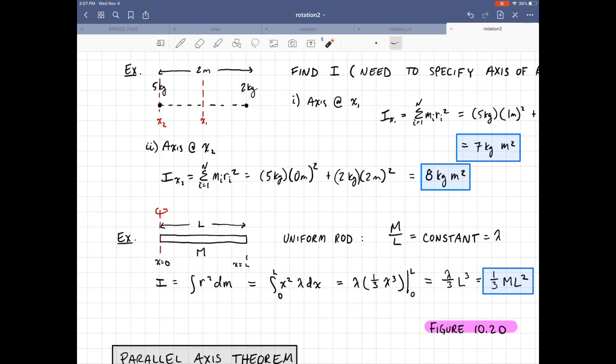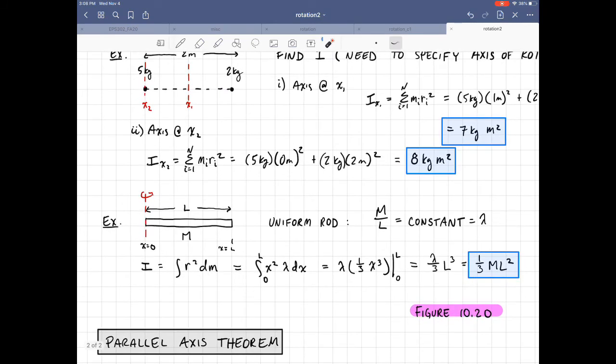And so this is the moment of inertia of a uniform mass rod rotating about the end of the rod. So rod of length L, moment of inertia about the end of the rod: 1/3 the mass of the rod times the length of the rod squared.